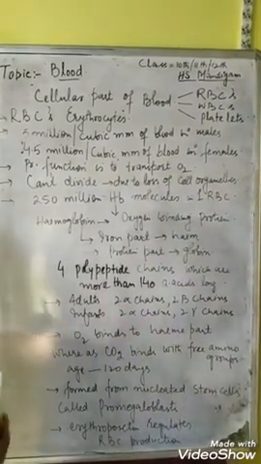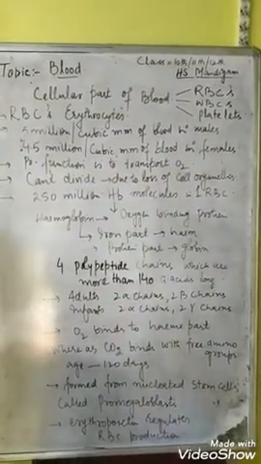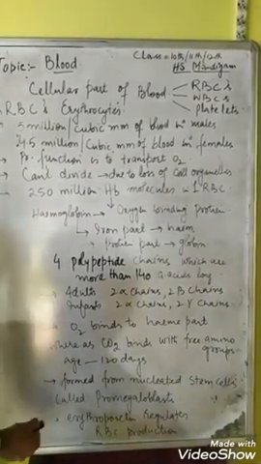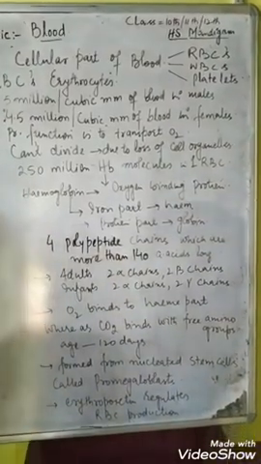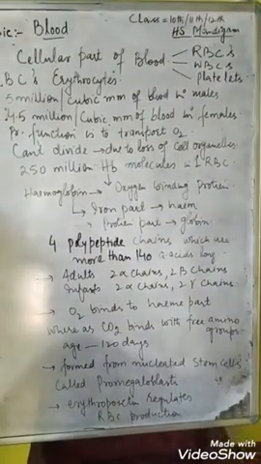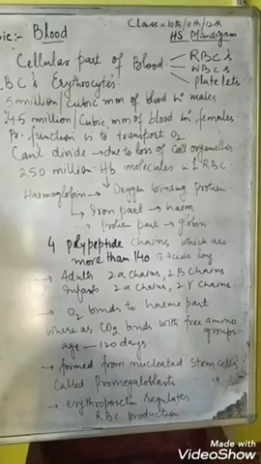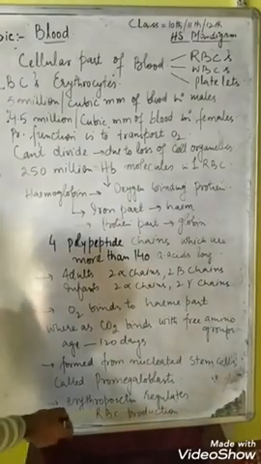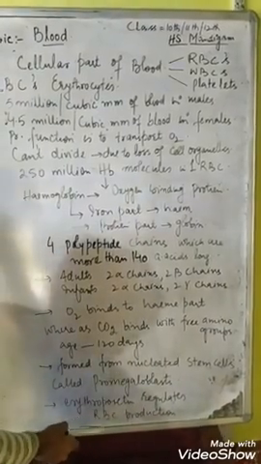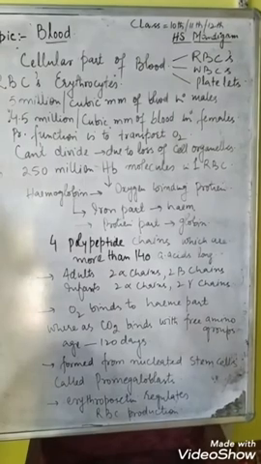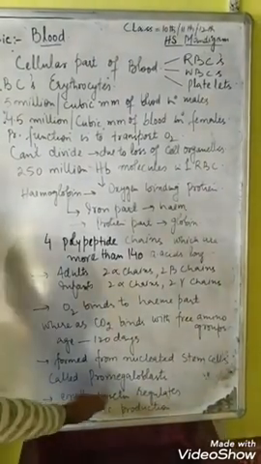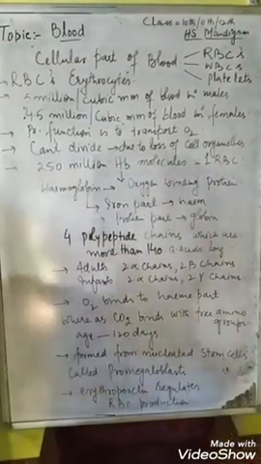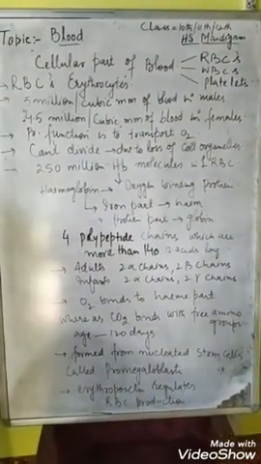Now once the new RBCs are formed, they are formed from nucleated stem cells, and those nucleated stem cells are called promegaloblasts. These promegaloblasts differentiate into normoblasts and then into reticulocytes and then into the RBCs. Now this production of RBCs is regulated by a hormone which is produced by the kidneys, called erythropoietin. So erythropoietin regulates the production of the RBCs in our body. Now coming towards the WBCs.